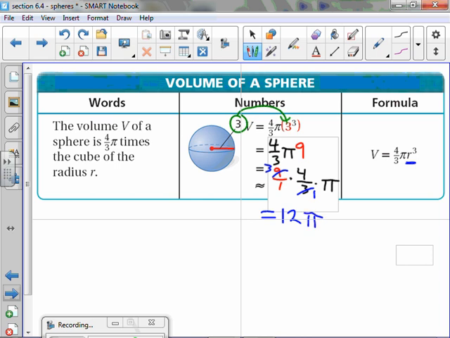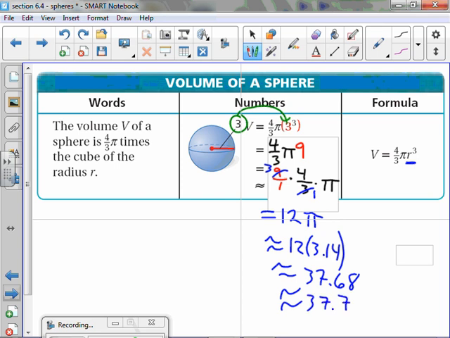So 12 pi, and then to find my approximate answer, this is approximately 12 times 3.14. And when I use the calculator to find that answer, I get 12 times 3.14 is approximately equal to 37.68. So this is approximately 37.7.